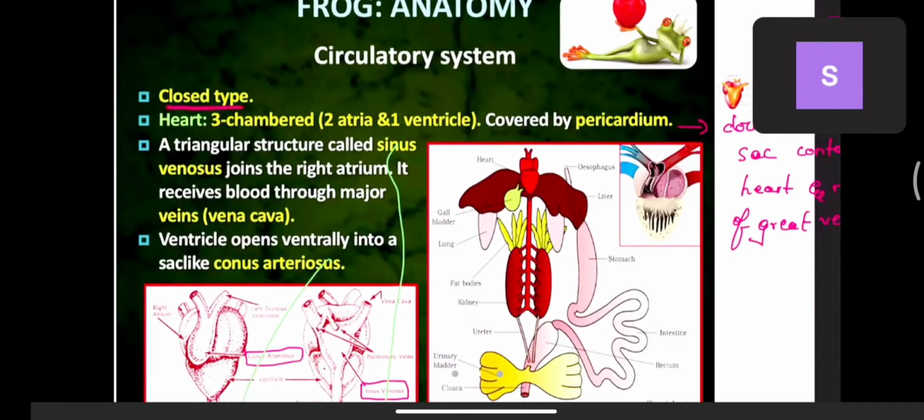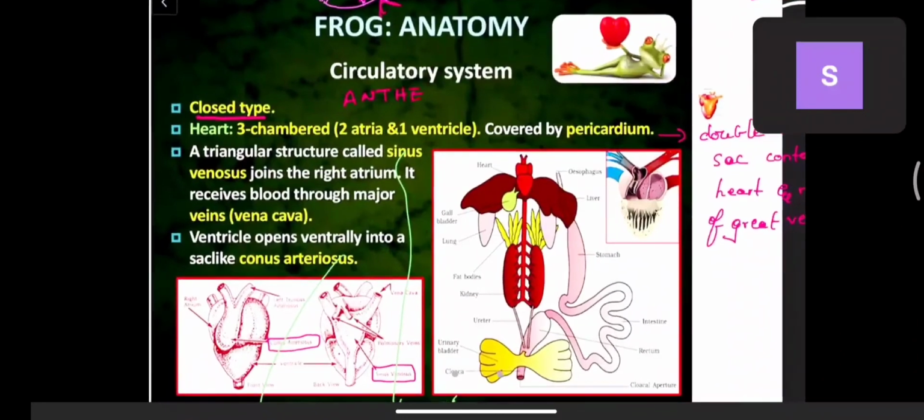It is closed type. We know what is meant by closed type. For the open type of system, we have made a mnemonic which is called anthe. So frogs do not fall into this anthe. Understood? They are having veins also, veinlets also, arteries also. Everything is present. Clear? So three-chambered heart, two atria and one ventricle is present, and it is covered by pericardium.